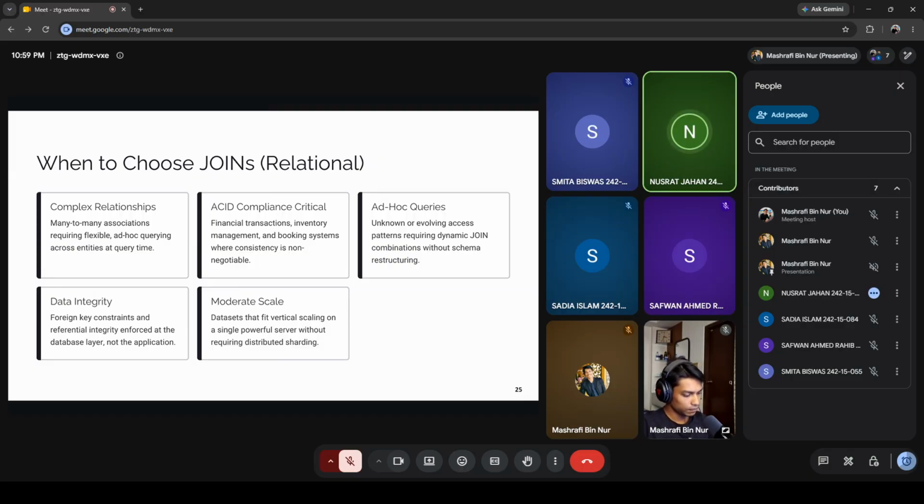We should also choose relational databases when data integrity is very important because foreign keys and other database constraints can enforce relationships at the database level. Finally, for moderate scale datasets, if the data can comfortably run on a powerful single server, a relational database may be simpler and more practical. So overall, relational databases are a strong choice when relationships, consistency, integrity, and flexible queries are important. Next slide.